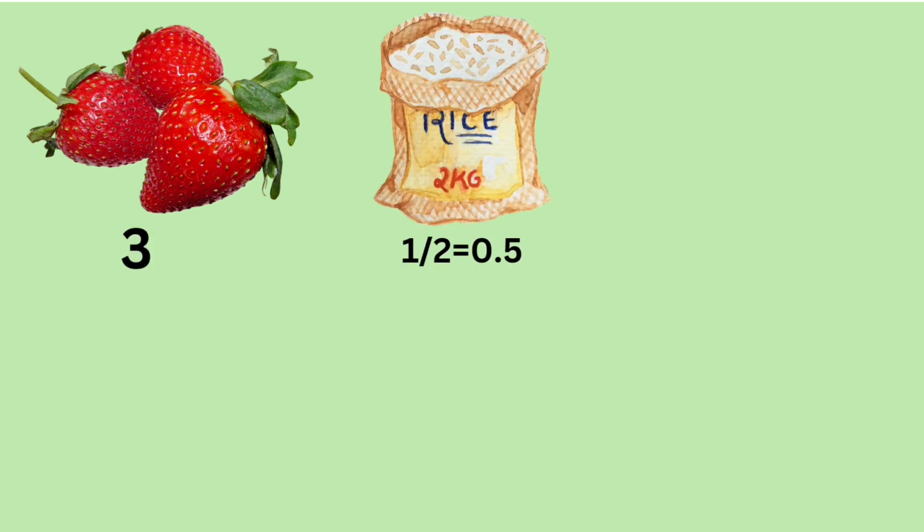Numbers are used for counting. See how many strawberries are there? 3. Yes, 3 is an integer. If you went to a shop and bought half kg rice, here half kg, 1 by 2, is a fraction. 1 by 2 is equal to 0.5.